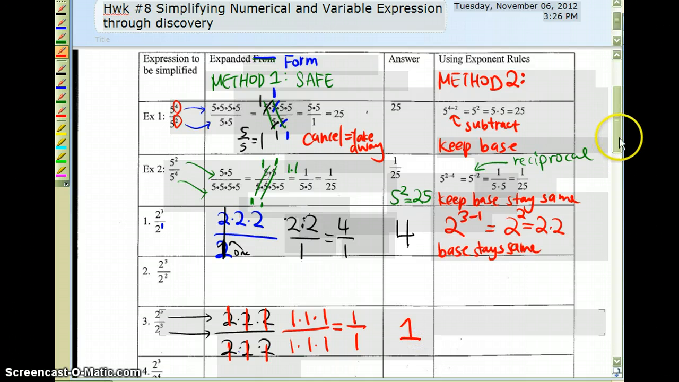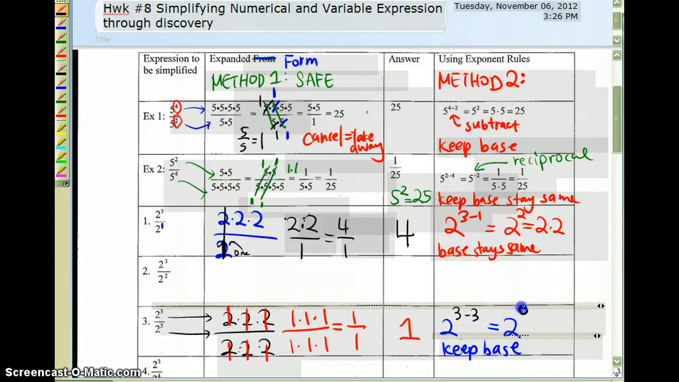And for using exponent rules, I'm actually going to take 2 as my base. I keep my base, so my base is 2. And then remember, I'm going to subtract my exponents. So I'm going to take the exponents 3 and 3 and subtract 3 minus 3. Sometimes I can do that in my head. And I can write my base 2, stays the same. If I subtract 3 minus 3, I will get the number 0. And now we have to think about what we learned about a 0 exponent. What would my answer be?